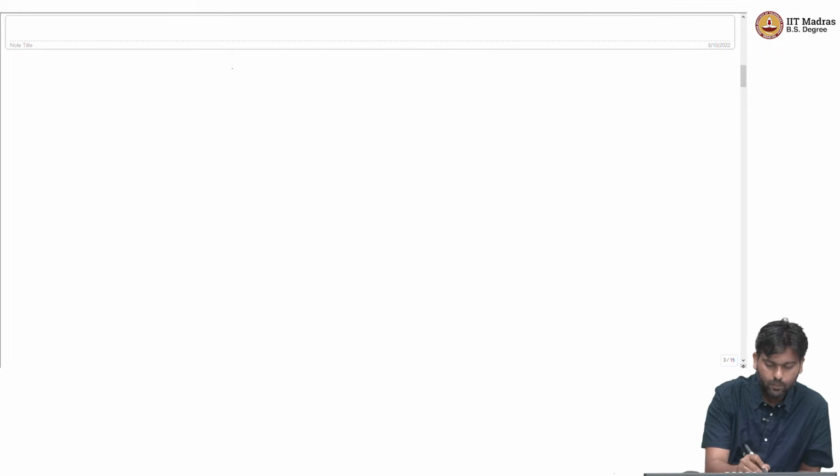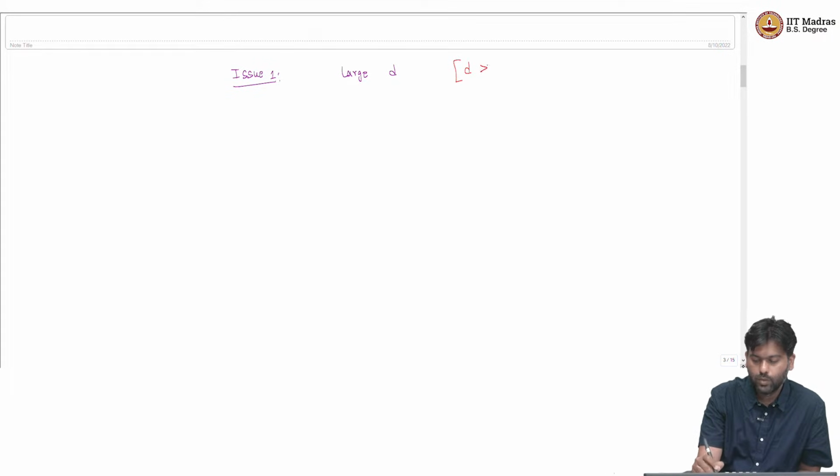What is issue 1? Right, so large D. In particular, you can think of D as much larger than N. So, D is the number of features and N is the number of data points.